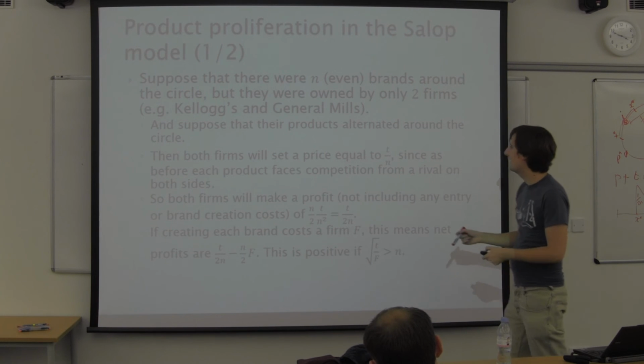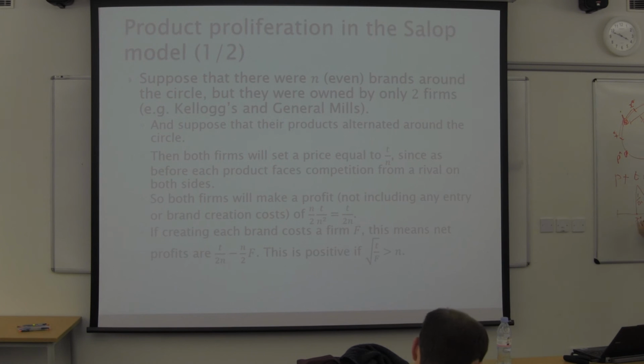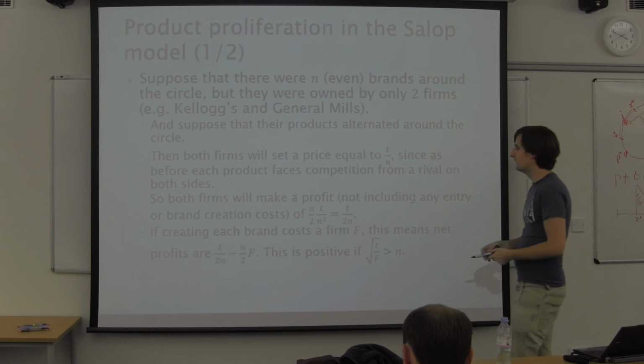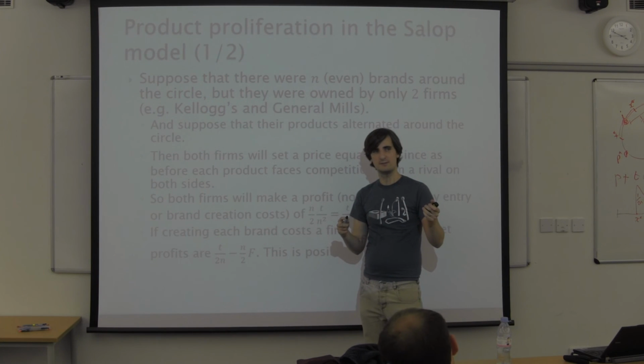Well, the indifferent consumer for each of these firms is going to be, this distance is 1 over 2n, but they sell 1 over 2n to the left, 1 over 2n to the right. So the total quantity that each product sells is going to be 1 over 2n times 2. So just 1 over n. So each product is going to sell a quantity of 1 over n. These firms are selling a total of n products.